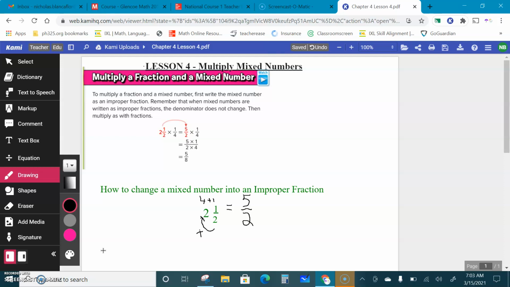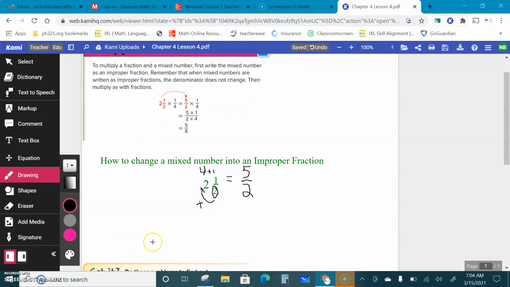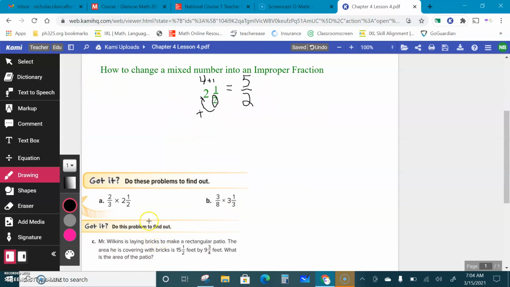So again, they did 2 times 2, which gives you 4. And then you add the numerator to your product. So 2 times 2 is 4, plus 1 equals 5. And you just put it on top of the same denominator that you started with down here. All right, let's take a look at A.